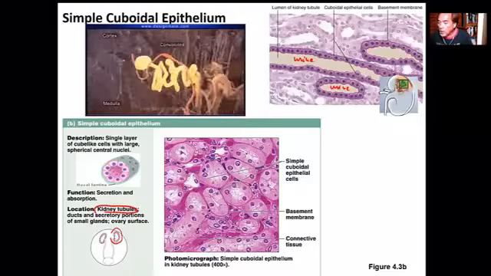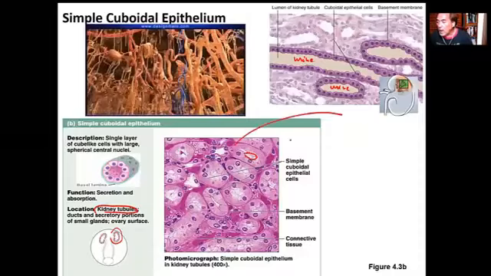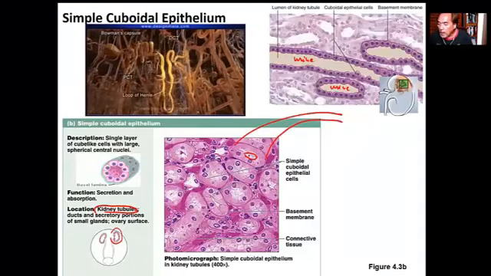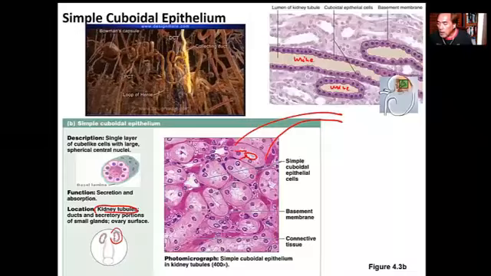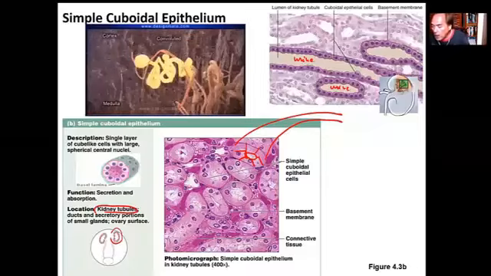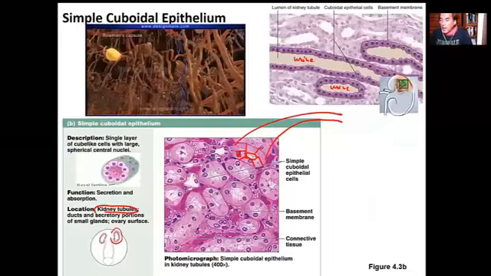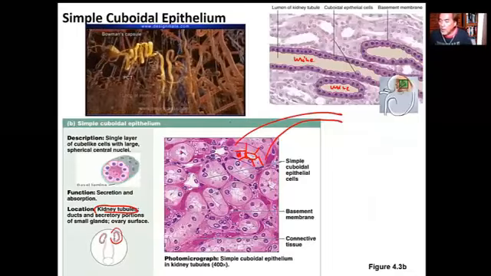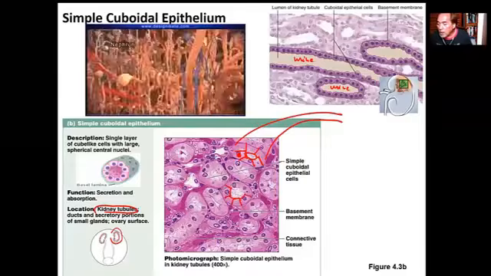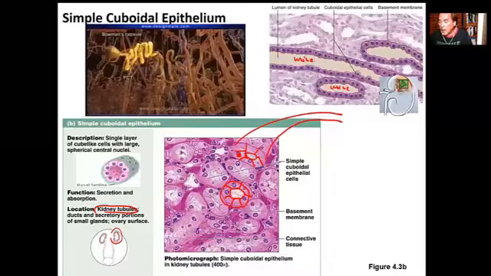So this is a tube. Remember, if I draw this in 3D, this is actually a tube because it was cut in cross-section. The cavity is here, and what lines that tube is one layer of cells around the tube. And I notice that the nuclei are round, and the shape of the cell is square. So this is simple cuboidal epithelium, just one layer. Sometimes I don't see the nuclei, but this is how it looks like.